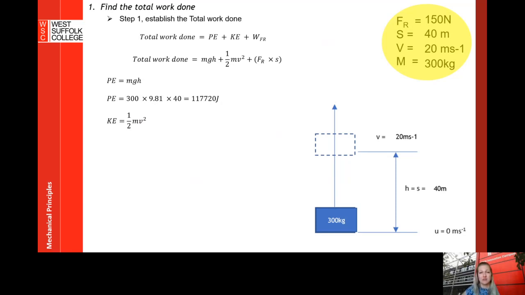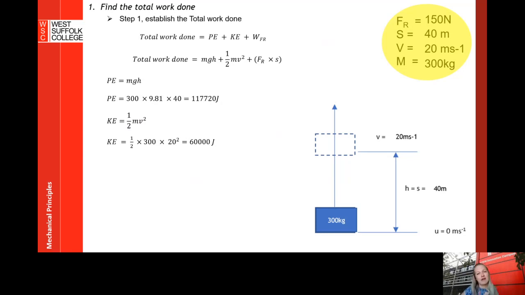Now, the next middle section of our equation is our kinetic energy. So our kinetic energy equation comes from a half times the mass times the velocity squared. So simply again, all we're going to do is we're going to plug the numbers in. We've then got 300 times 20 squared, which gives us 60,000 joules.